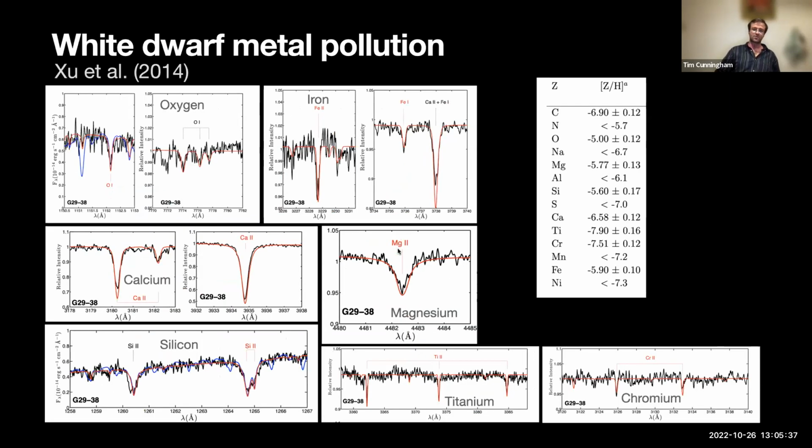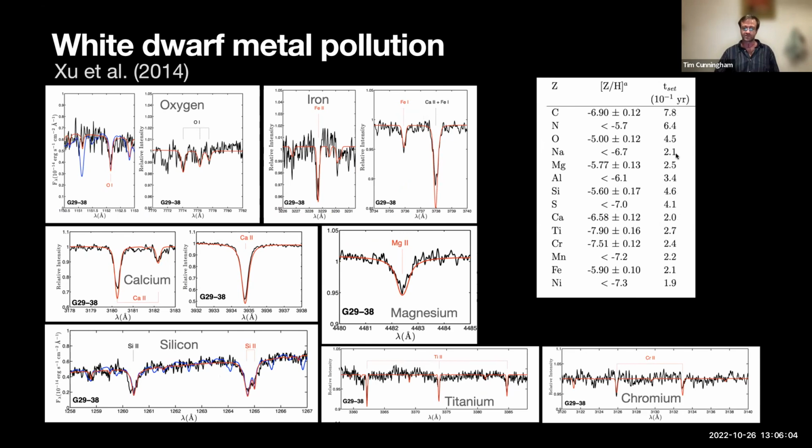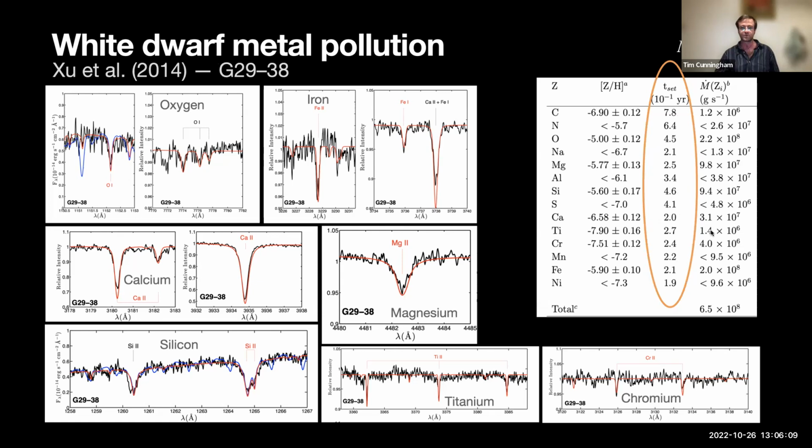We can use the photospheric metal absorption features to derive accretion rates, as well as the composition of the parent body. But to do both of those things, we need detailed white dwarf atmospheric models. So if we combine our metal abundance in the atmosphere with a settling time from white dwarf atmospheric models, we can get an accretion rate for each element and find a total accretion rate.